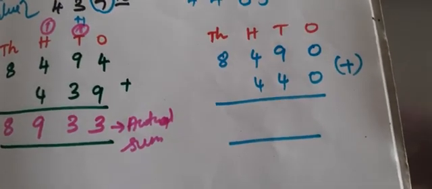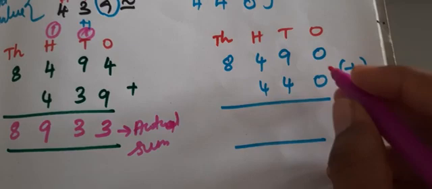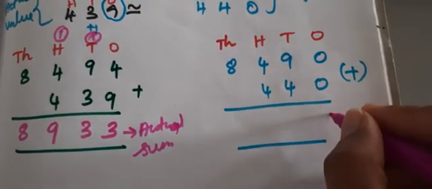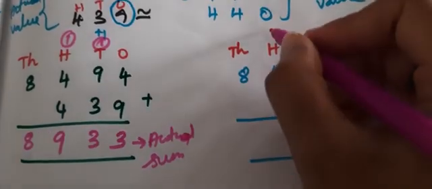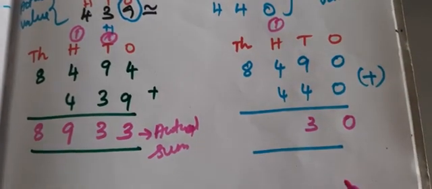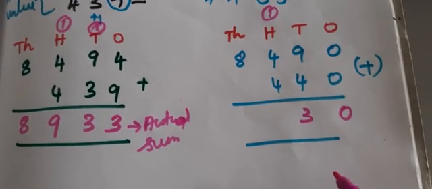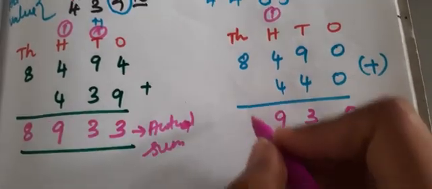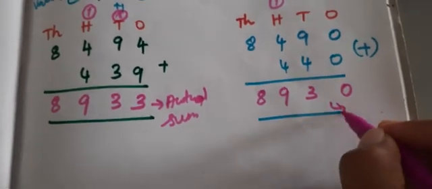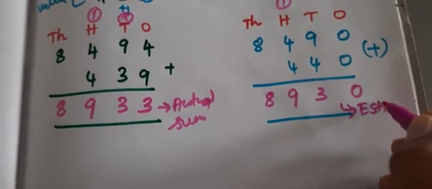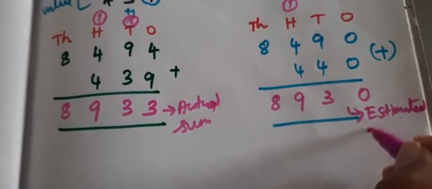Next I am going to find the estimated sum. First we proceed with the ones place: 0 plus 0 is 0. 9 plus 4 is 13, write 3, 1 is a carryover. 1 plus 4 is 5, 5 plus 4 is 9. The remaining digits we write as they are. So this value we call the estimated sum.